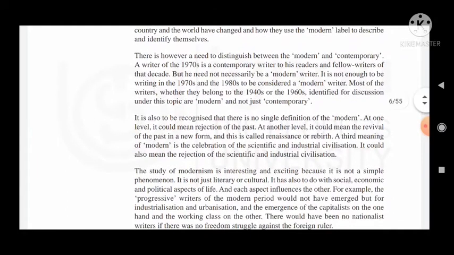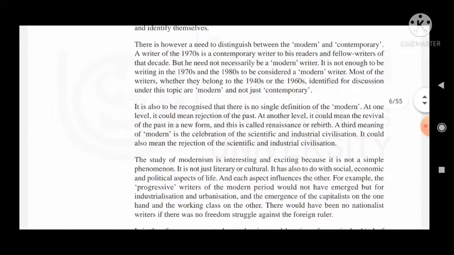There is, however, a need to distinguish between the modern and contemporary. Here it is a distinction. A writer of the 1970s is a contemporary writer to his readers and fellow writers of that decade. That decade means ten years, 1970s to 1980s. But he need not necessarily be a modern writer. It is not enough to be writing in the 1970s and 1980s to be considered a modern writer.